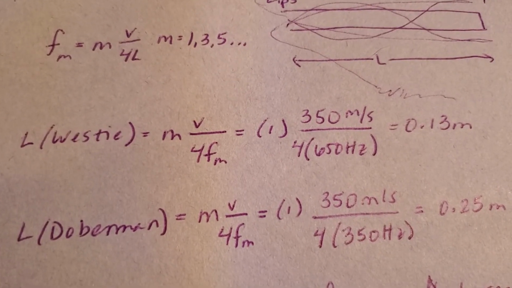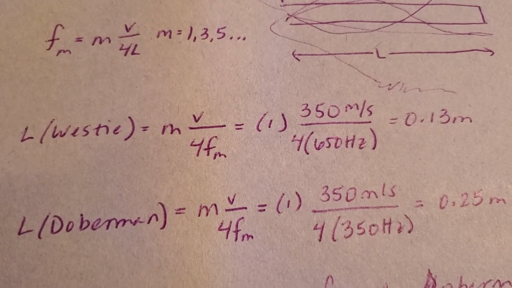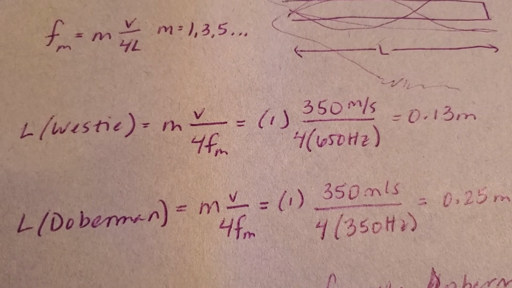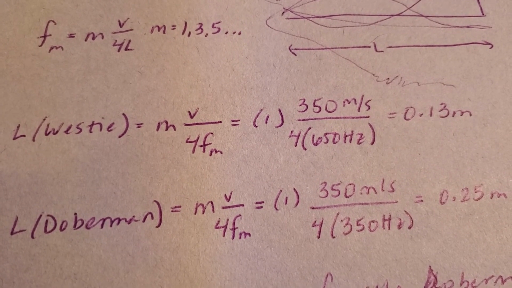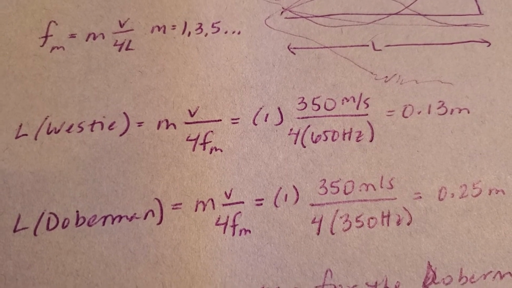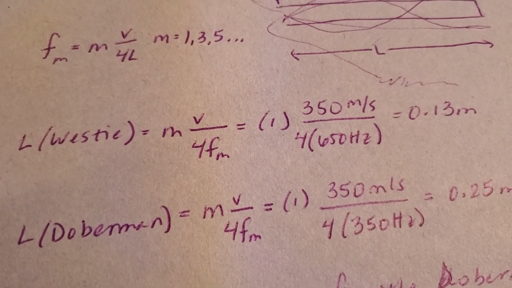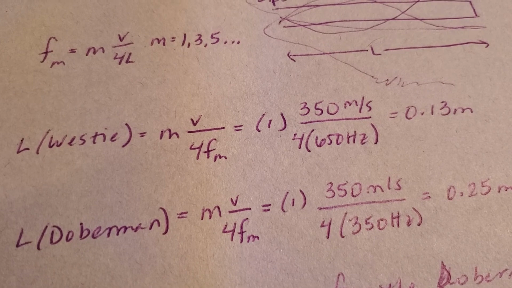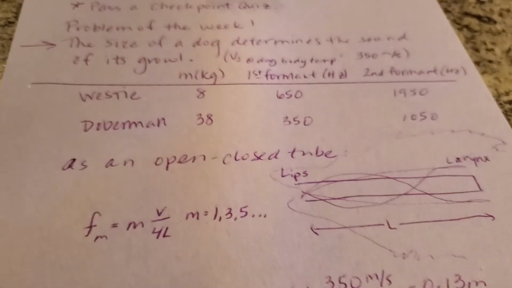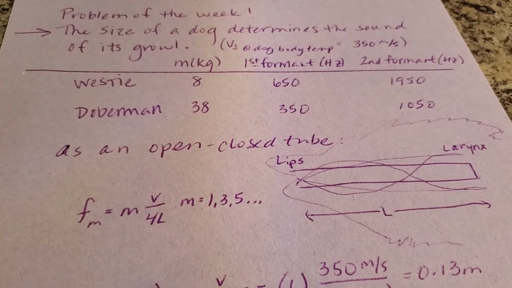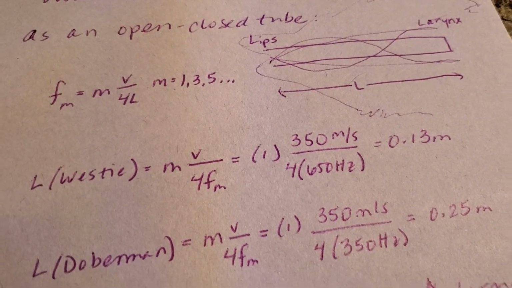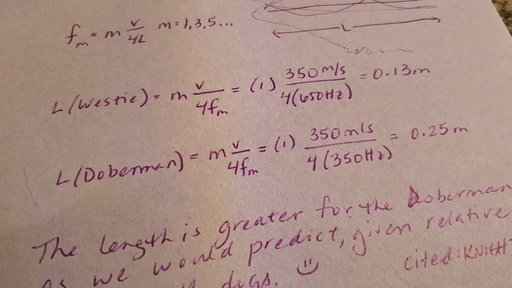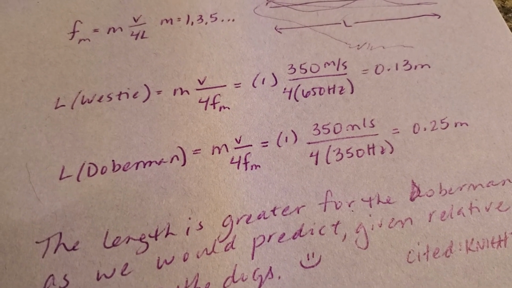We've got the length of the Westie and the length of the Doberman. And that is reasonable. I mean, the Doberman's at about 1/4 of a meter. That makes sense because of the mass, relative mass. Look at that. That's about, yeah, that matches right up. That's what we predicted given their relative masses.